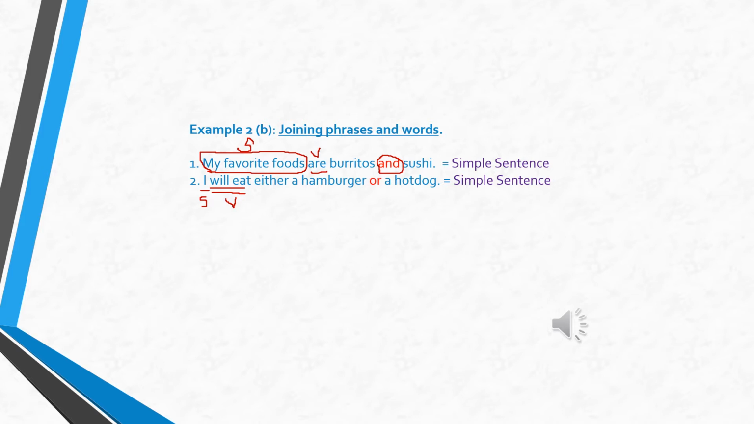Either a hamburger or a hot dog. The first part, everything before or, I will eat either a hamburger, is a phrase. Then I have that part joined with a hot dog, with a noun. Everything together is only one sentence. Again, this is another example of a simple sentence, and I don't need to put a comma. See? Observe and practice with patience, and I'm sure that with this lesson you're going to be able to master the comma rules.